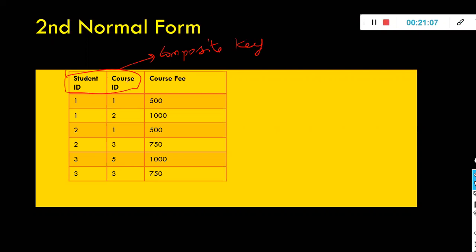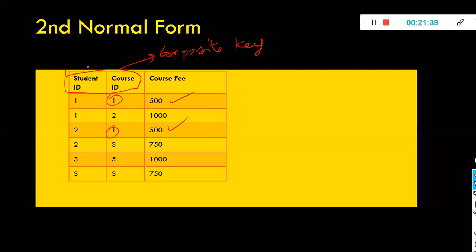Only with the combination of 2 columns will you be able to understand which course was taken by which student, right? This student has taken course ID 1, this student has taken course ID 2, this student has taken course ID 1, this student has taken course ID 3. The course fees, we mentioned here. If you look here, for course ID 1, the fee is 500. For the same course ID 1, the fee is 500 only. So the course fee depends on the course ID.